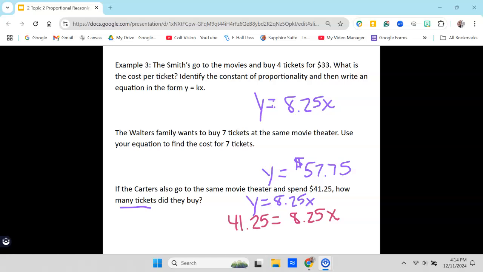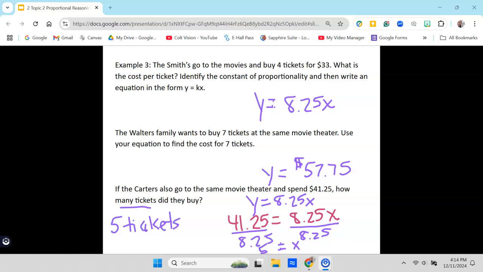To find that something, I'm going to divide both sides by the number I'm multiplying by, which is 8.25, the unit rate, and then I'll get what x equals. When I divided, I got x equals 5. So that means they can buy 5 tickets for $41.25.